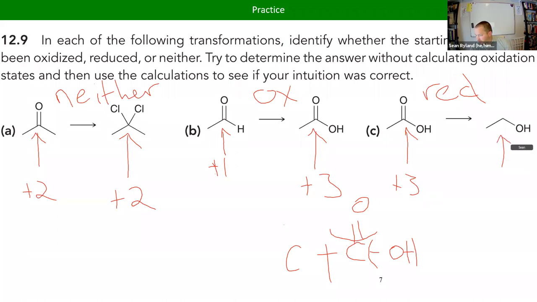For ethanol, we've got a carbon-carbon bond that counts for nothing, two carbon-hydrogen bonds that are each going to give the carbon a negative one, and a carbon-oxygen bond that gives the carbon a plus one. So this gives us a negative one oxidation state.